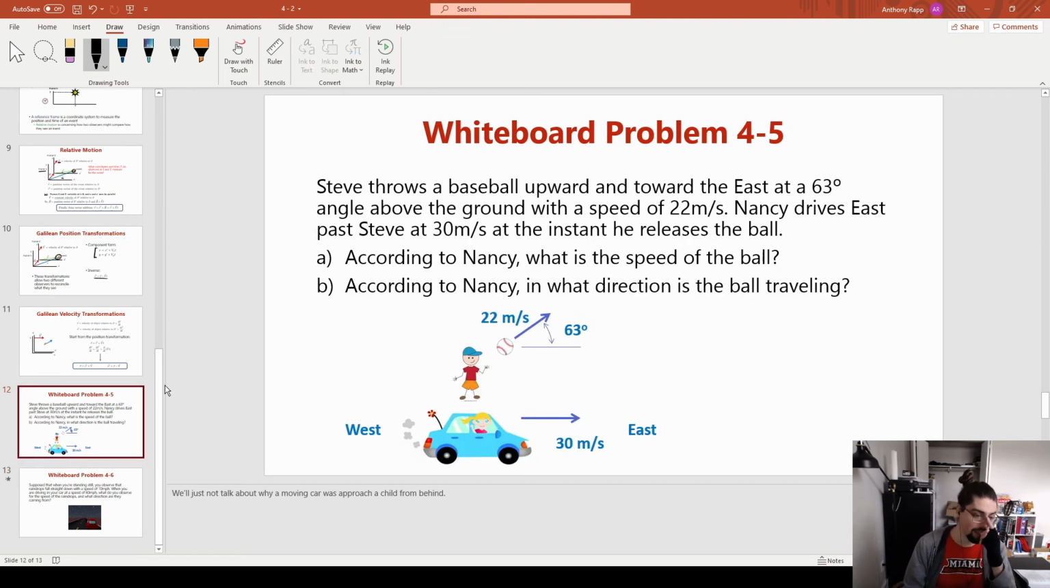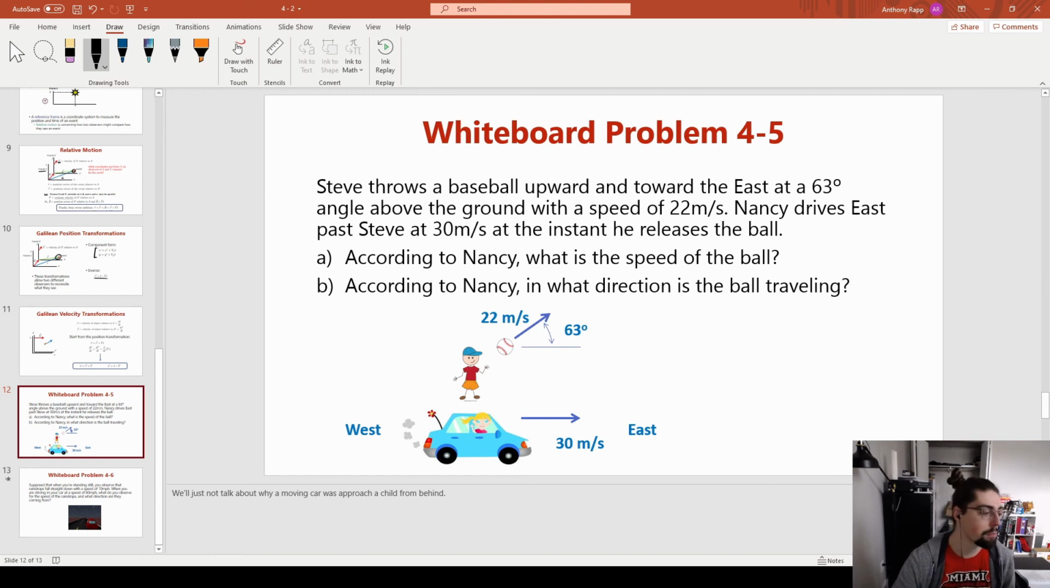I don't want to try and go through this right now because, again, it's just a little bit rough. But let's imagine the scenario here. Steve is practicing throwing up into the air for some reason. I don't know, baseball things, I guess. But what he's doing right here is he throws the ball upwards and east, 63 degrees above the ground, at a speed from his perspective of 22 meters per second. Nancy drives past Steve at 30 meters per second and drives right past him as he releases the ball. According to Nancy, first, what is the speed of the ball, and then what direction is the ball traveling?